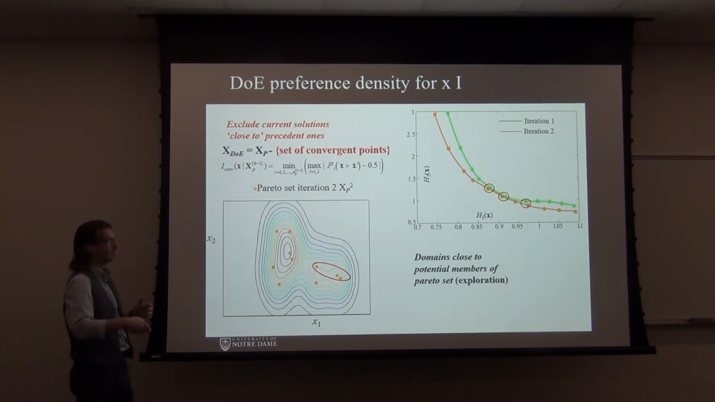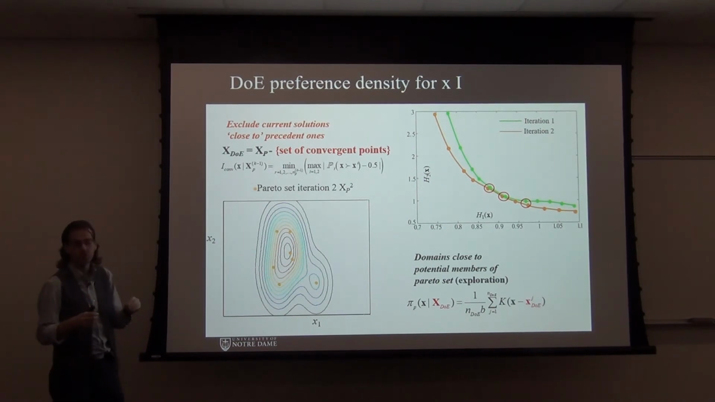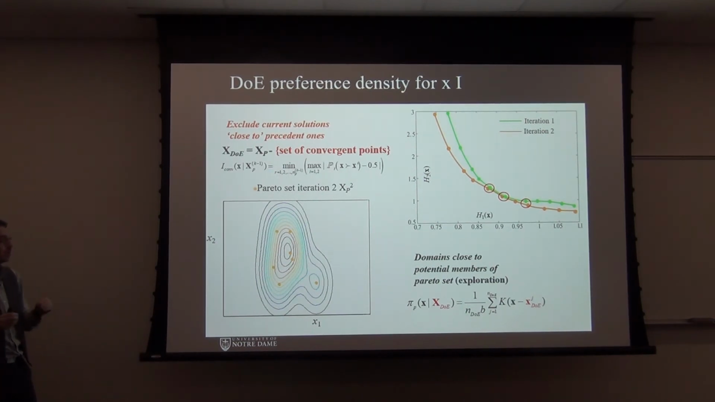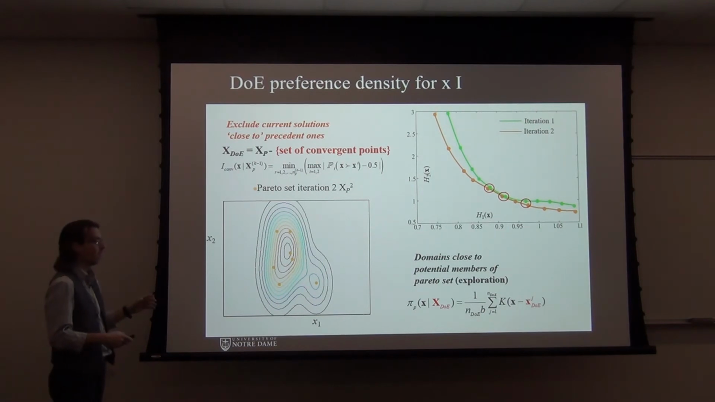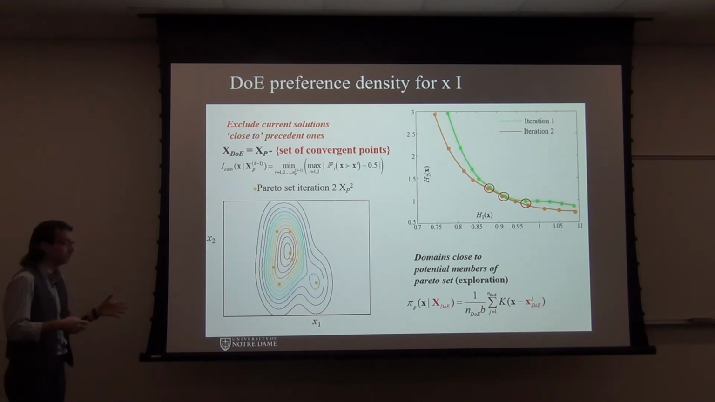So rather than having this preference function, we're focusing on parts of the Pareto set that we don't think we have converged yet. So this kernel-based approximation gives you the preference function for the DOE for X.